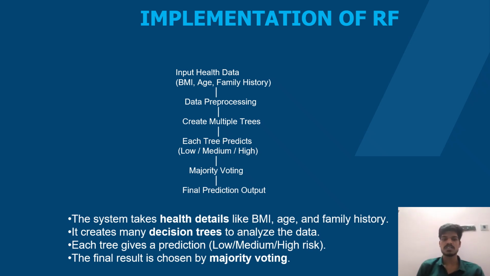Implementation of RF. The system takes health details like BMI, age, and family history. It creates many decision trees to analyze the data. Each tree gives a prediction. The final result is chosen by majority voting.